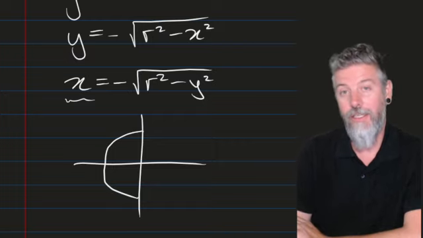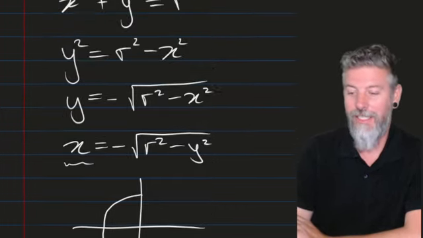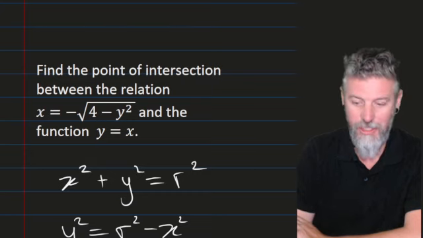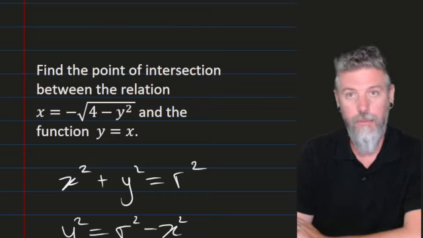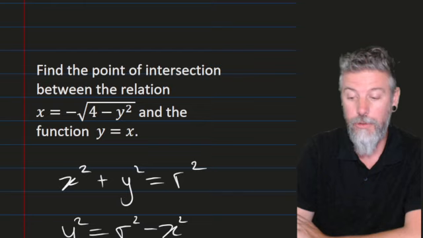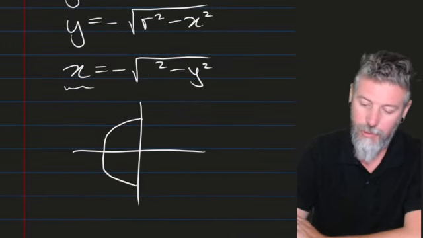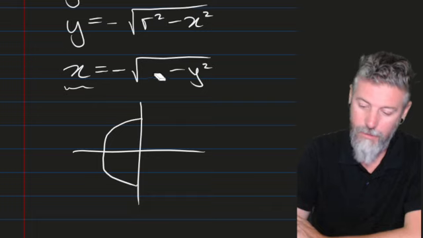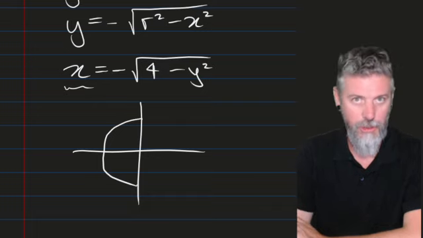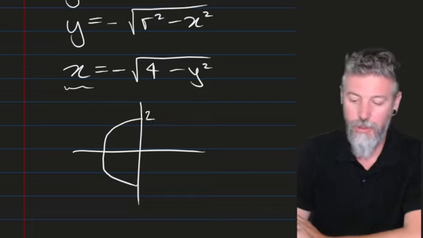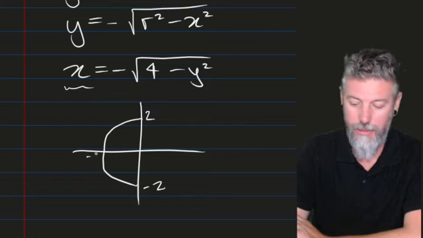Now, it's interesting that I've drawn this because this is from the question: intersect x equals negative root 4 minus y squared. So we need a 4. Okay, so let's change it a little bit. Let's put a 4 in here, which is obviously 2 squared. So this is going through at 2 and at negative 2.